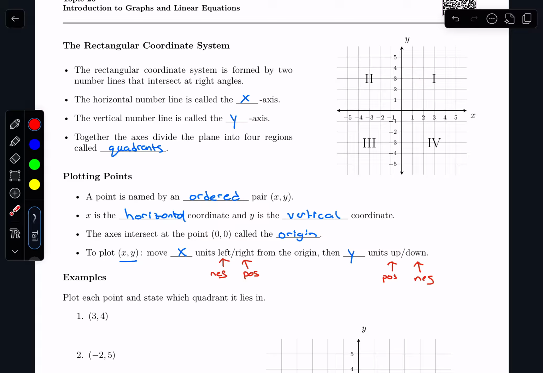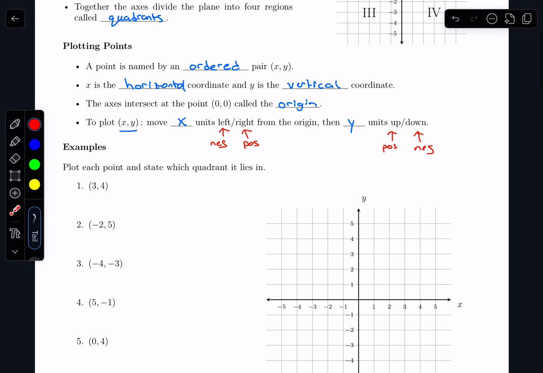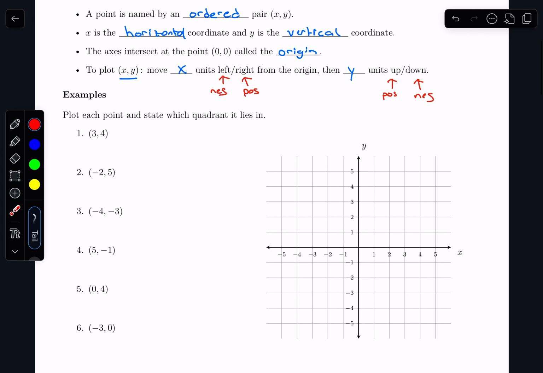So now let's go ahead and put that into practice, as well as just making sure we understand which quadrant is which and how we can easily tell what quadrant we're in just by looking at the ordered pair. So we have 6 different points we're going to plot here. We're going to plot each point on the graph and state which quadrant it lies in.